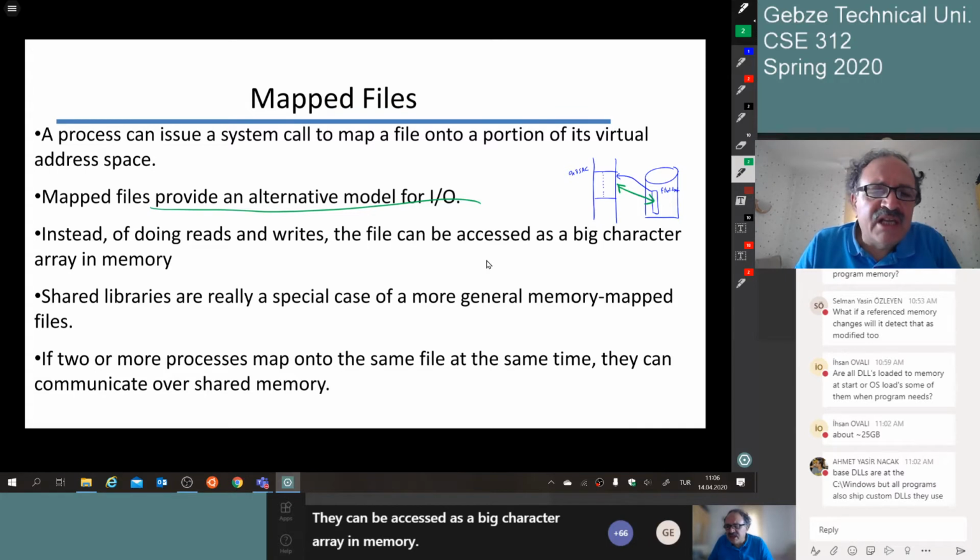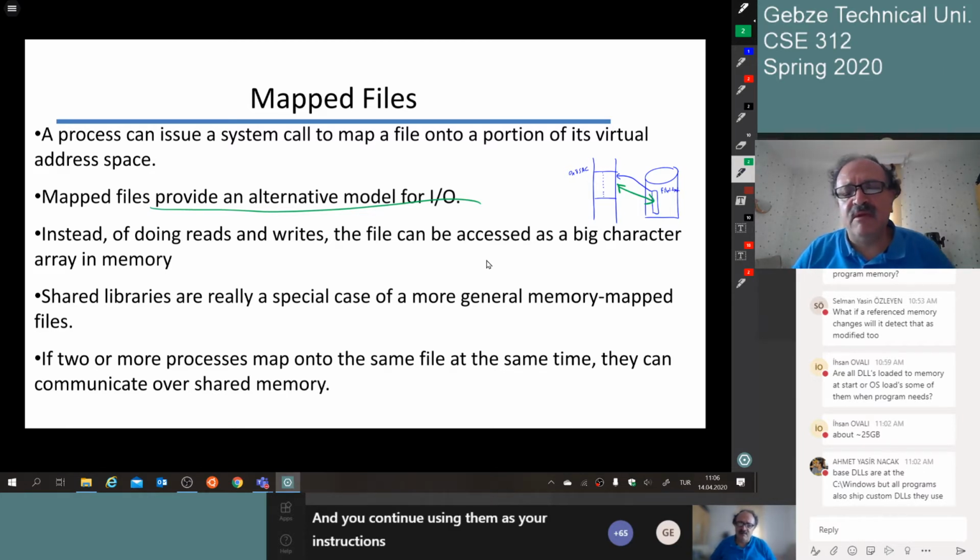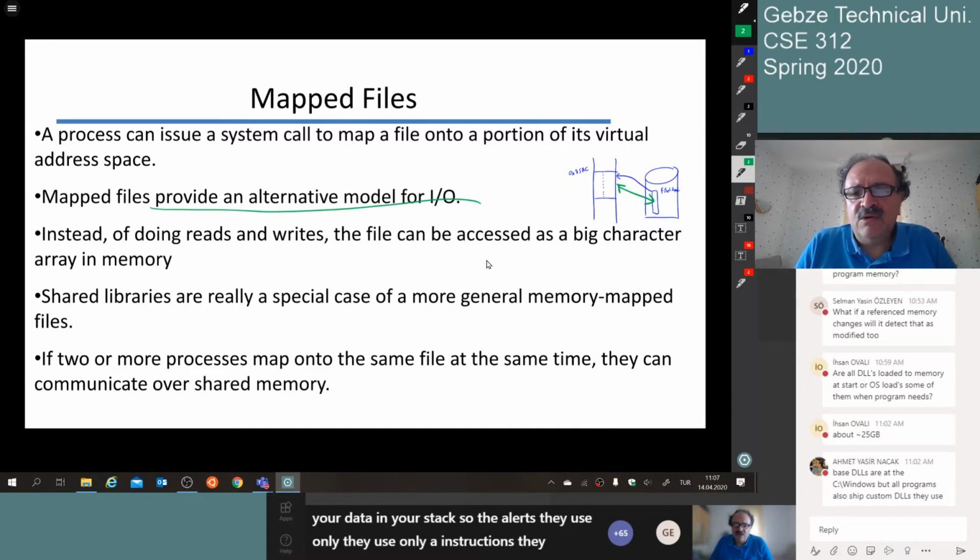And actually the shared libraries are done this way. When you load a shared library to your memory, it is a memory mapped file. Shared libraries are on the disk. You memory map them to some specific positions in the memory. The operating system does that actually, and you continue using them as your instructions. Remember, the DLLs don't keep their data in themselves. You keep your data in your stack. So DLLs use only instructions. They don't contain your stack space.